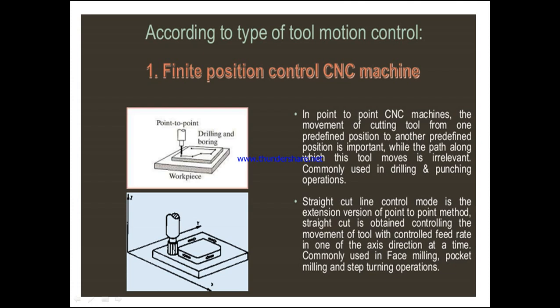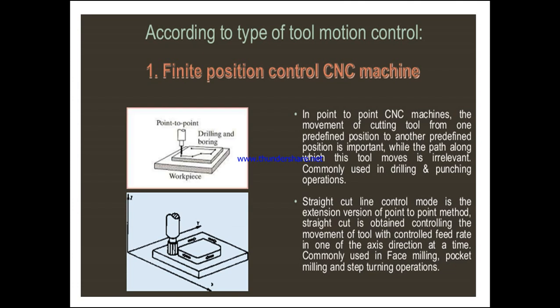In point to point CNC machines, the movement of the cutting tool from one predefined position to another predefined position is important, while the path along which the tool moves is irrelevant. It is commonly used in drilling and punching operations. The tool starts moving from one point to another point, and there is no control over the path. That is drilling. When we talk about boring, it starts from one position and ends at another position. That is point to point control.